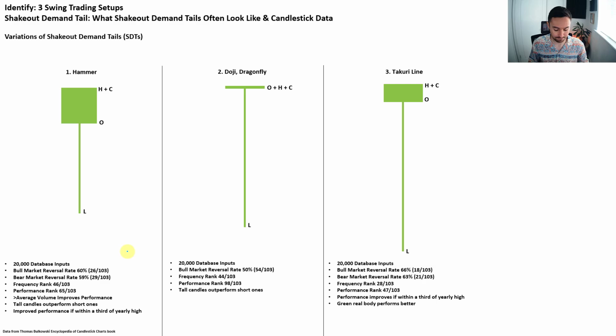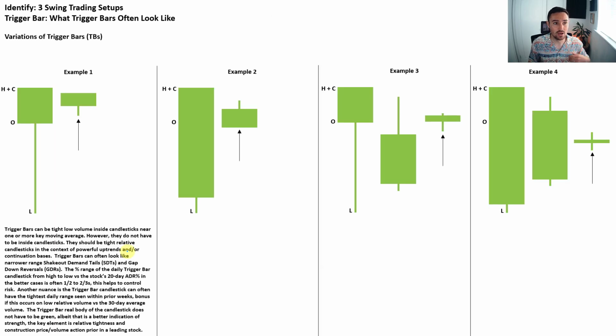And then the final one is what I call variations of trigger bars. So these are going to be trigger bars. There's no real database input for these in terms of Thomas Bulkowski's work. Toby Crabel did a very detailed study on this. You can find a copy in his book on Amazon for like 1,600 quid or something like that, or I've got a YouTube video, search on the channel, you'll be able to find it.